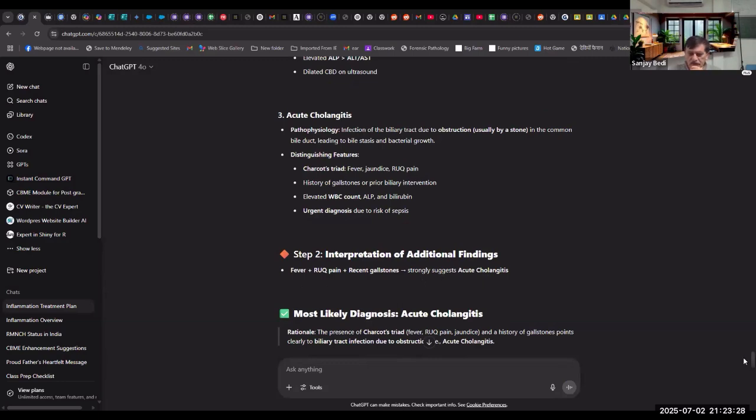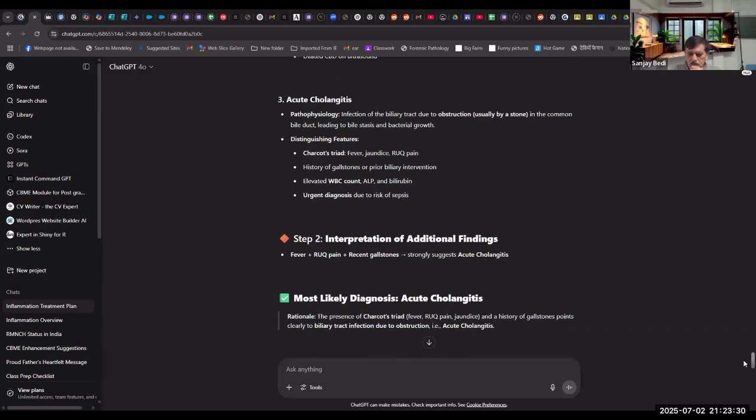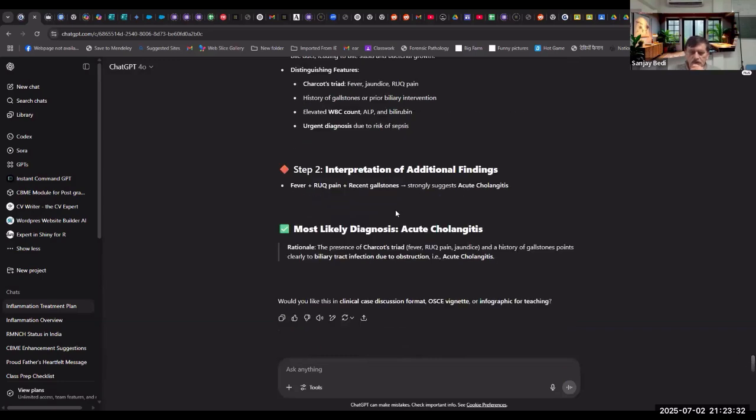And the most likely diagnosis is acute cholangitis. Rationale: the presence of Charcot's triad, that is fever, right upper quadrant pain, jaundice, and history of gallstones, points clearly to biliary tract infection due to obstruction, that is cholangitis.